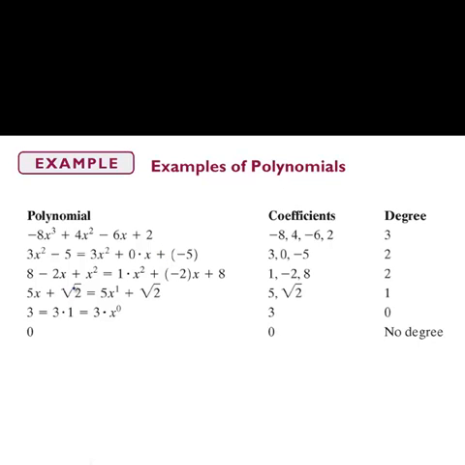5x plus square root of 2. This is a first degree polynomial with a leading coefficient of 5. When you just have the number 3, you can think of it as a polynomial, a 0 degree polynomial. Even the number 0 is a very basic polynomial with a coefficient of 0 and a degree that is none. It's a 0 degree polynomial.